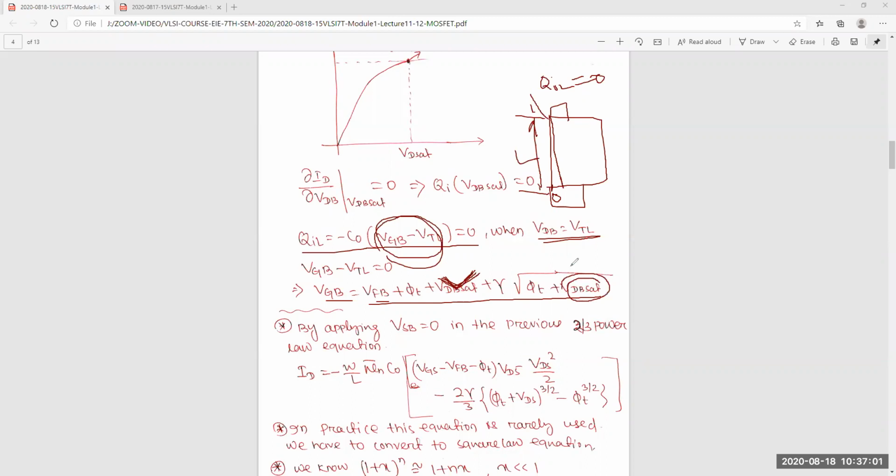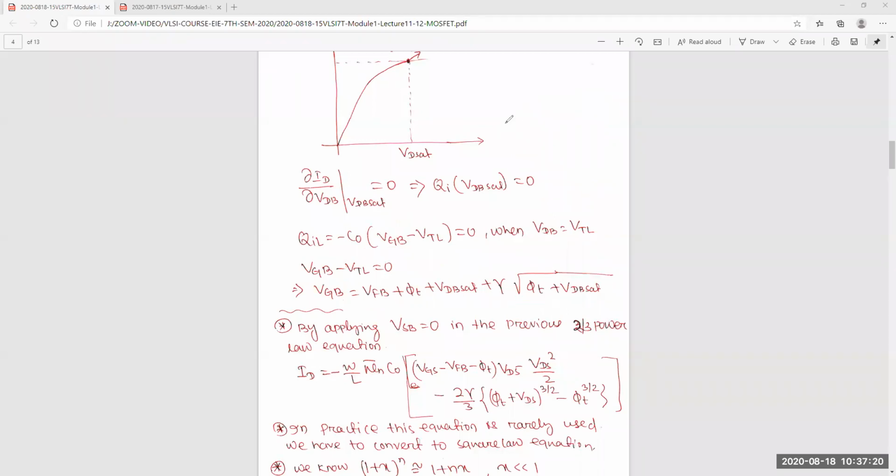So every VDS we will put that VDB short. Your VGB is equal to... That means in that VTL, if you take this side, you will get this type of thing. So this is up to that 3/2 power law equation. This is the first derived equation. From that equation we will use some approximation, do some adjustment, and finally we will get the square law equation.